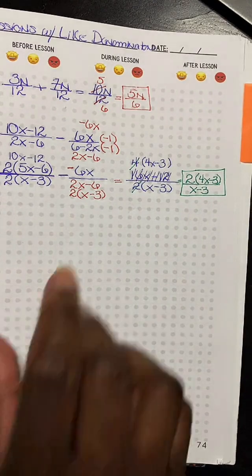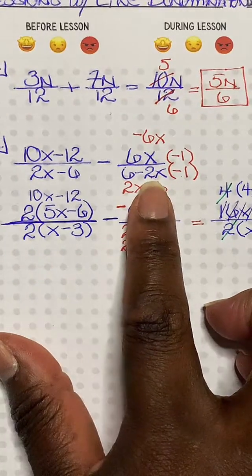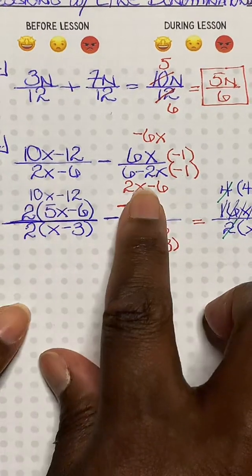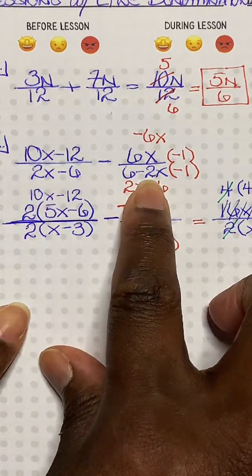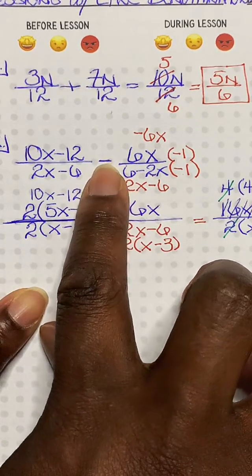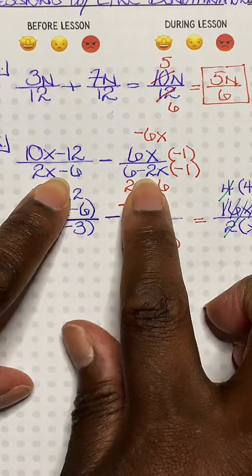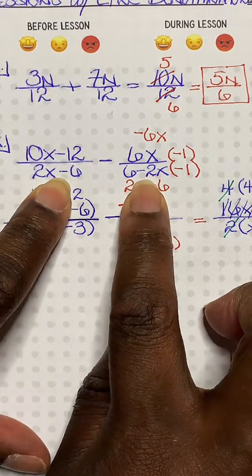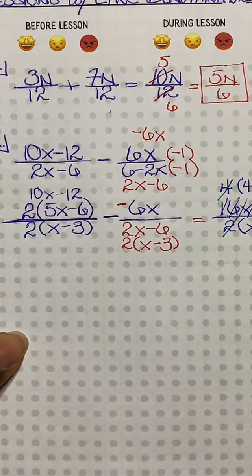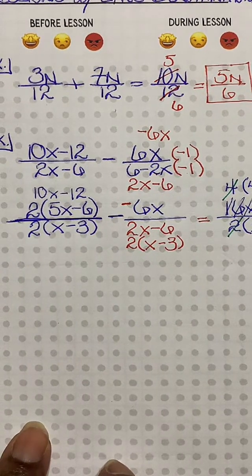Okay. So why the -1? Because if you take a look, 2x here is positive. 2x here is negative. In order for you to add or subtract ratios, aka fractions, you need to have a common denominator. So the denominators have to be exactly the same all the way down to the sign in order for you to combine them. Okay. You got that too?